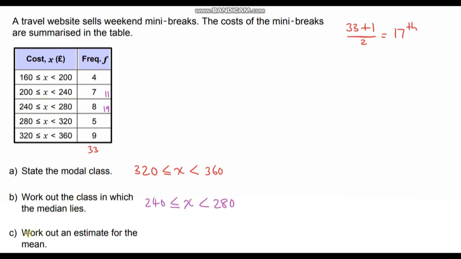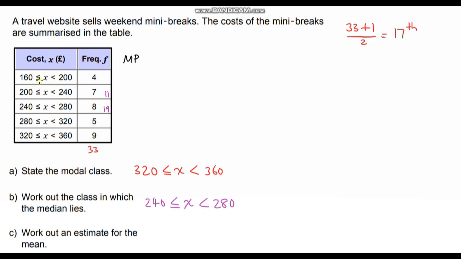And finally, part C, work out an estimate for the mean. So again, we can't calculate an exact mean because we don't know the individual price of each mini break. So we're going to have to calculate an estimate. And again, the best way to do that is to use the midpoint of each category. So first of all, let's calculate the midpoint.